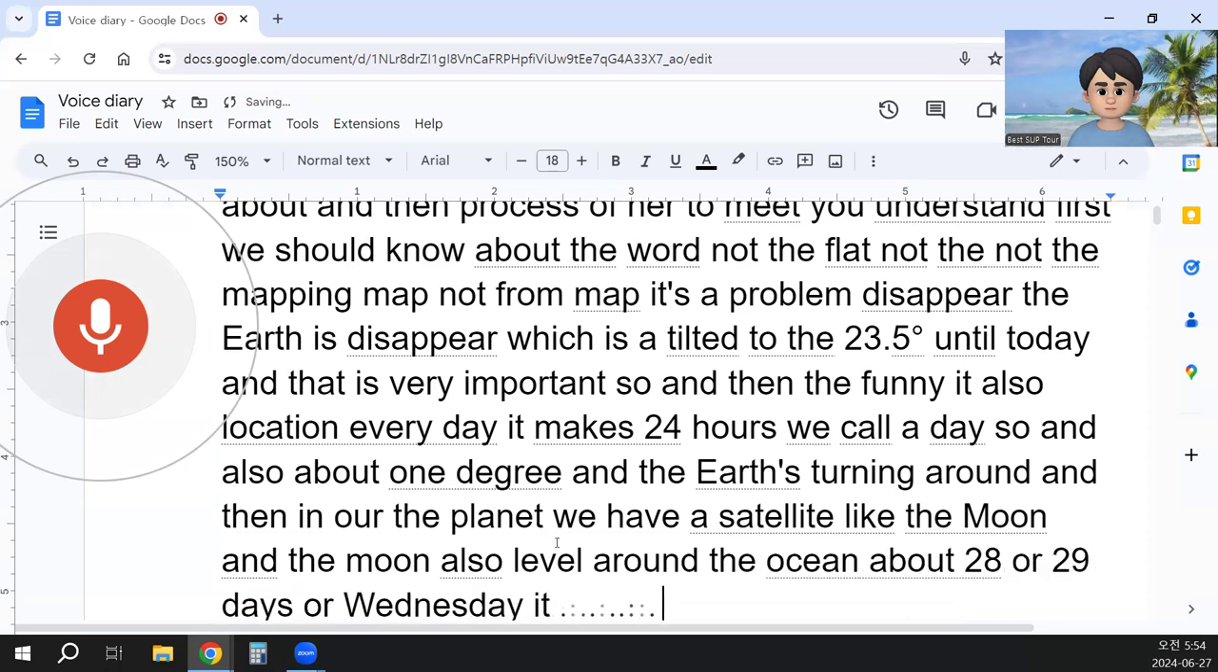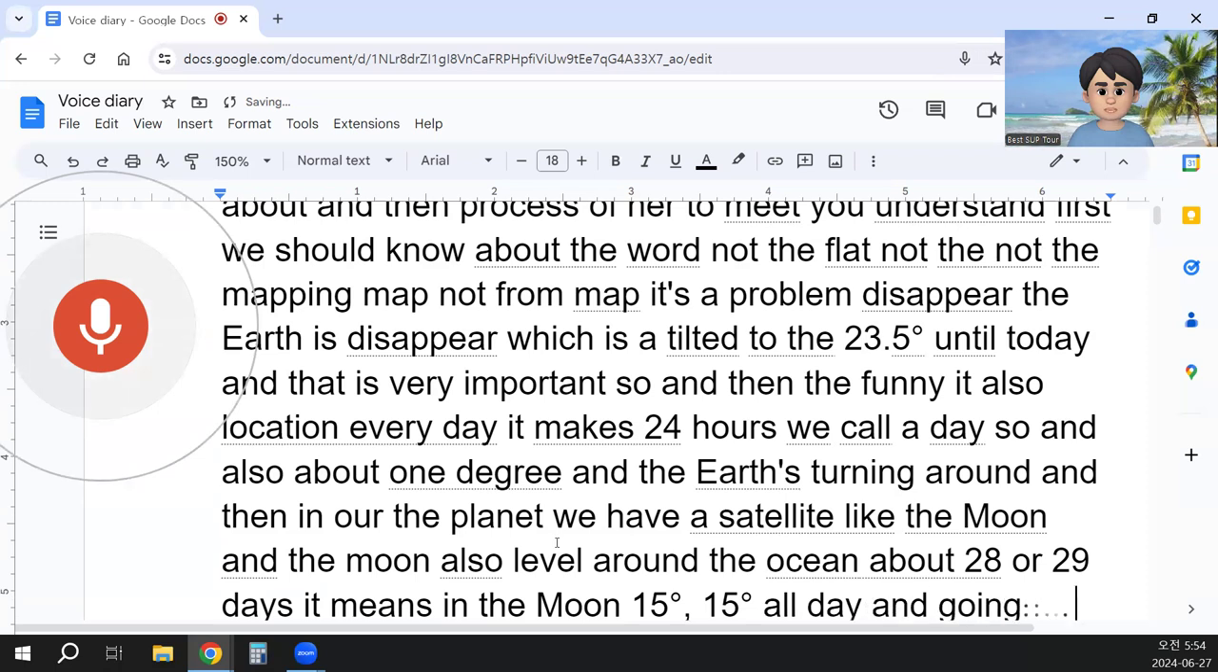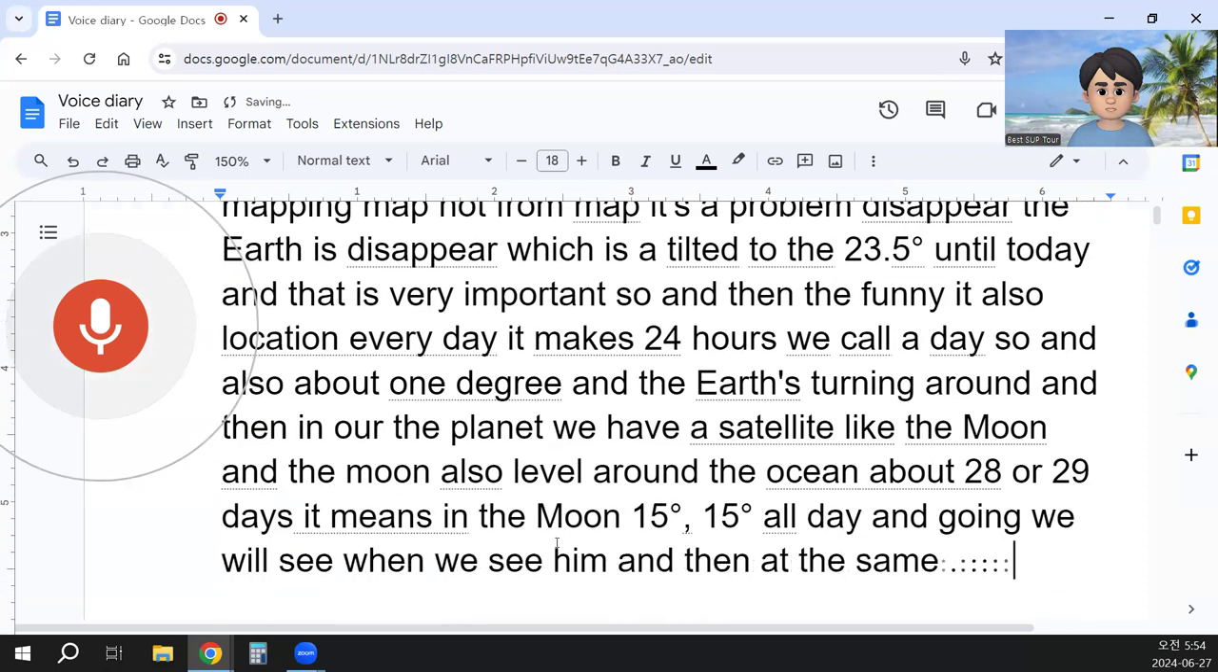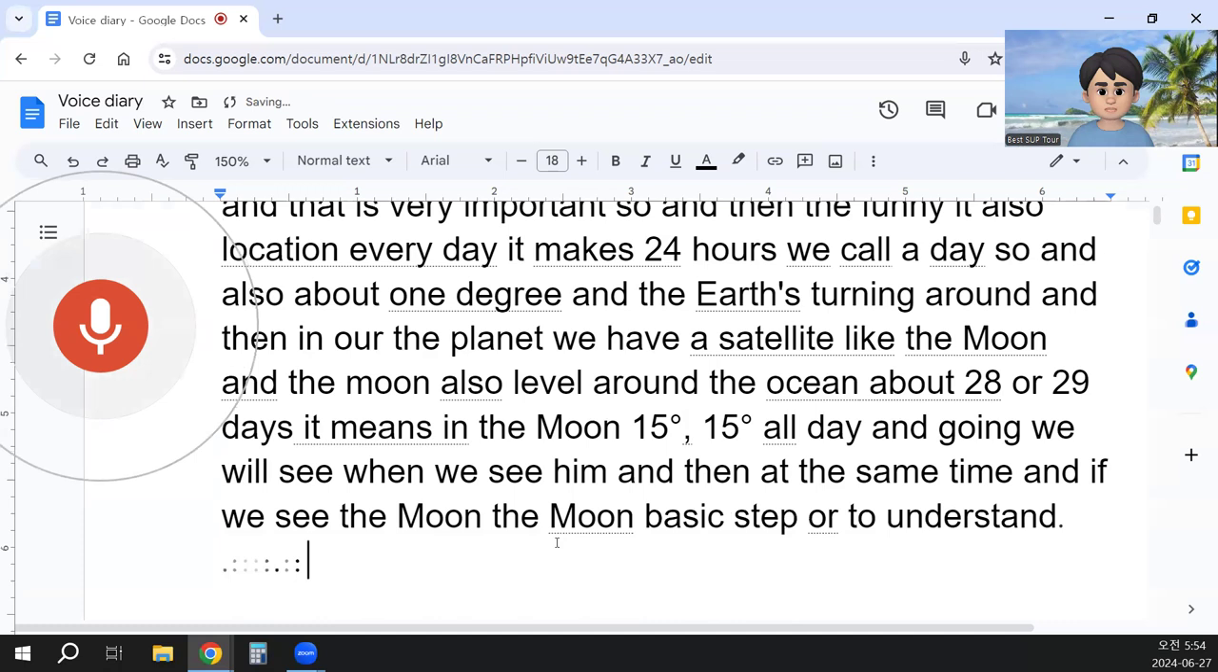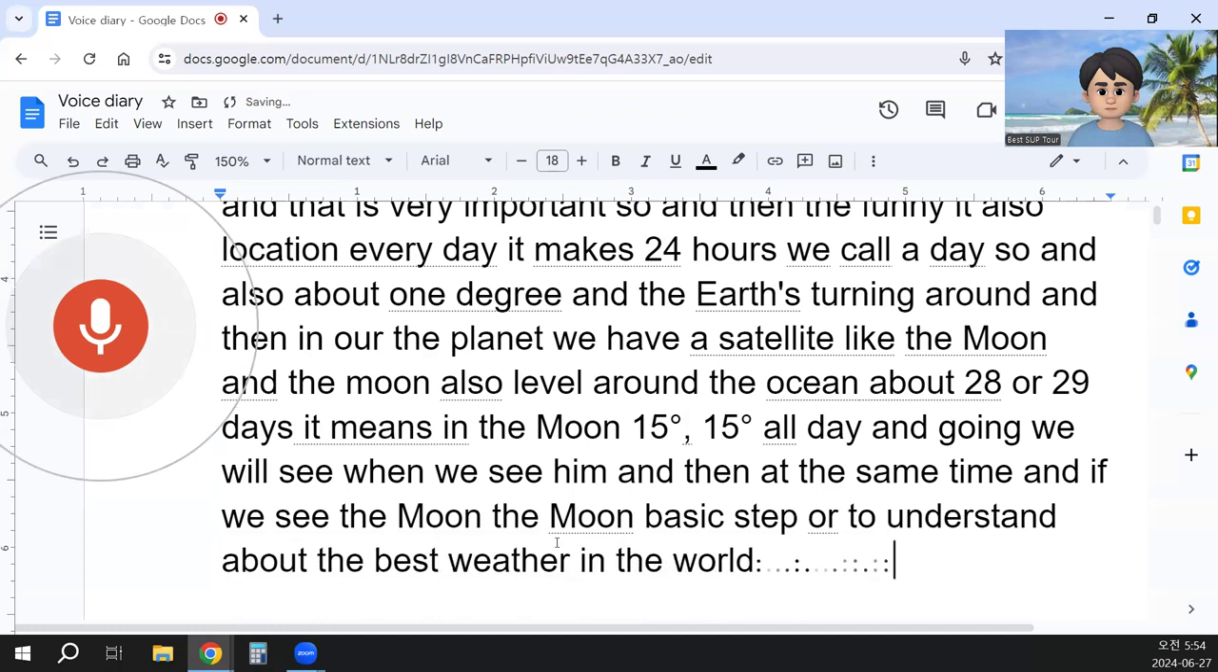It means the moon moves 15 degrees a day. If we see the moon, it can be observed at a 15 degree difference each day. This is the basic step to understand the best weather in the world.